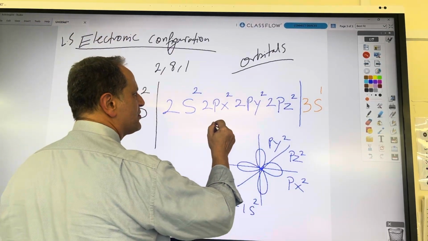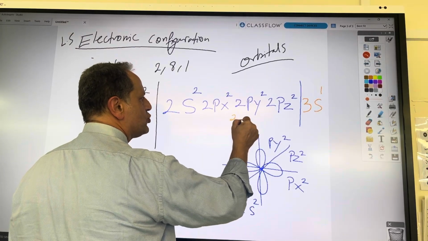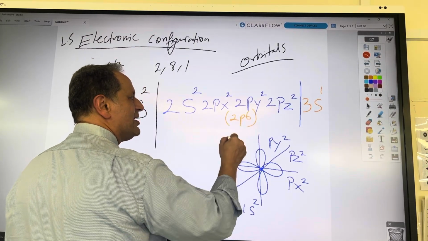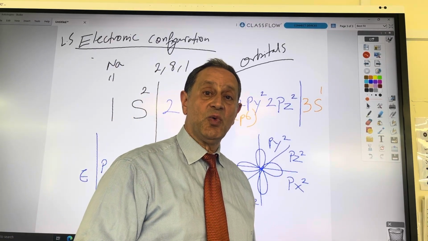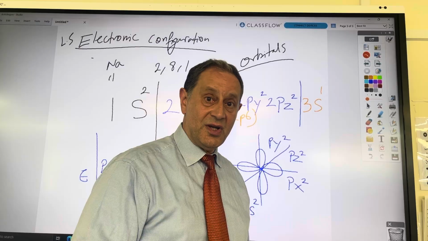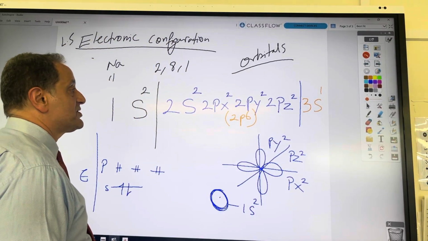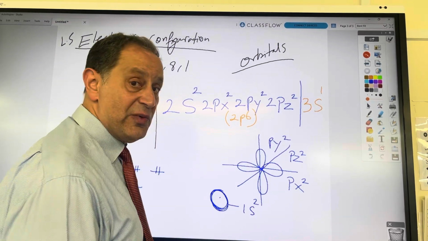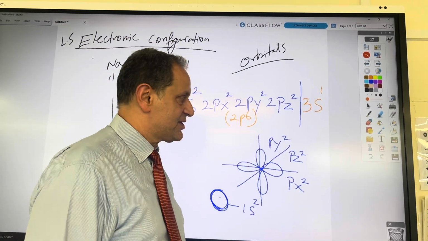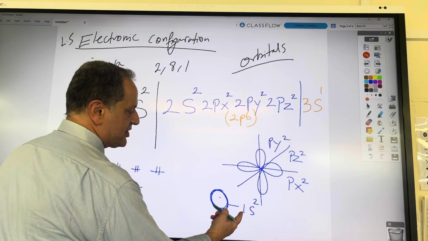Sometimes, if it is not particularly necessary, you can actually write 2p6, right? But sometimes it is necessary to write it as x, y, and z. Do you understand? Sometimes it is necessary to write it as x, y, z, and we talk about that when we talk about shapes of molecules, etc., etc. So that is the first shell.